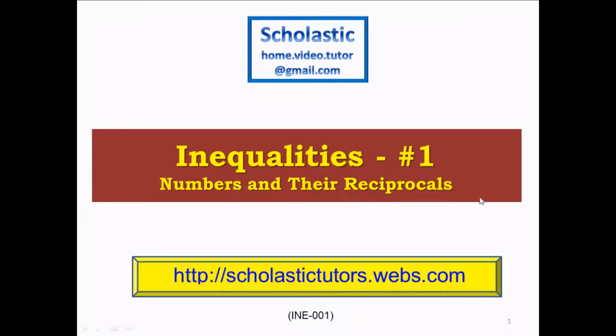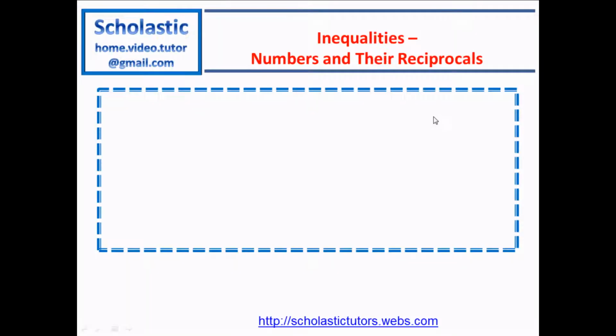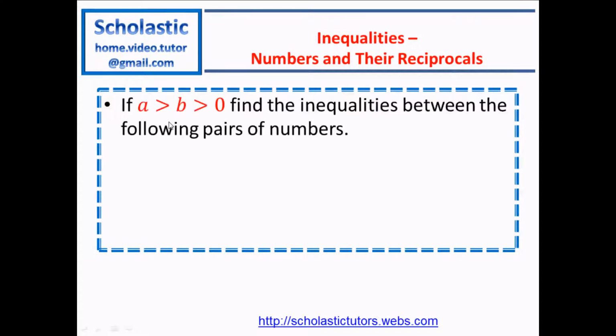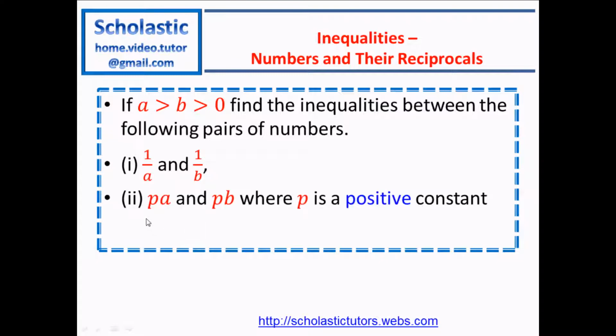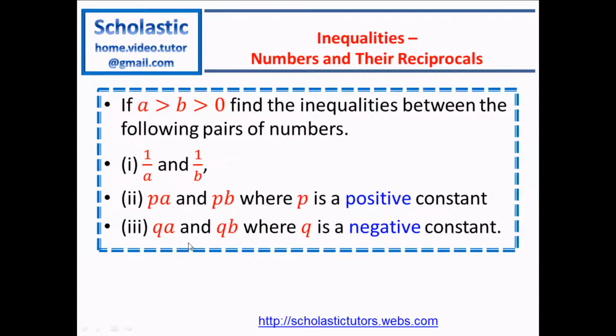Numbers and their reciprocals. An example is given here. If a greater than b greater than 0, find the inequalities between the following pairs of numbers. First one, 1 over a and 1 over b. Second one, pa and pb, where p is a positive constant. Third one, qa and qb, where q is a negative constant.